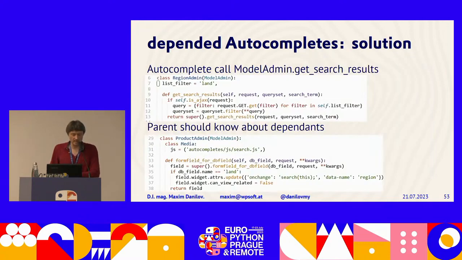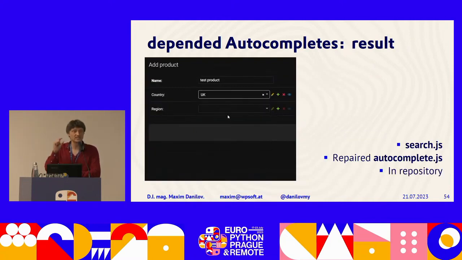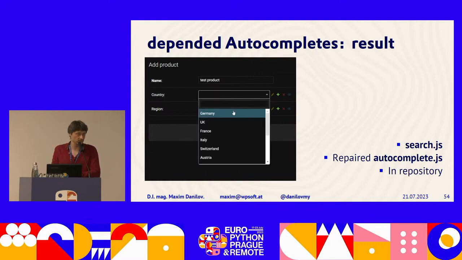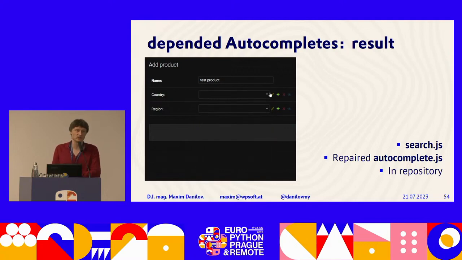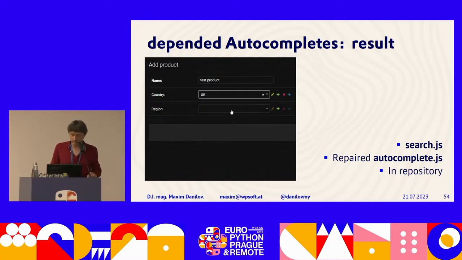I should only override get_search_results in the child ModelAdmin, and I should give information to the parent select about which child select should be changed. And it works. We created a small search.js script for that. But very important, we have found some bugs in the default autocomplete.js in Django, and my team has overridden this autocomplete.js and removed some bugs. It's also in the repository.